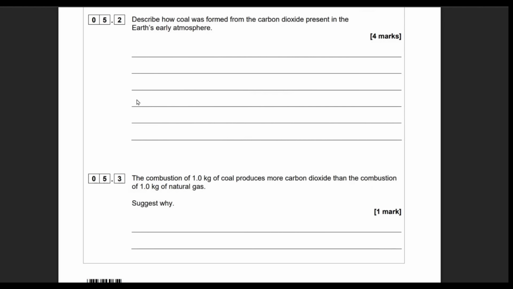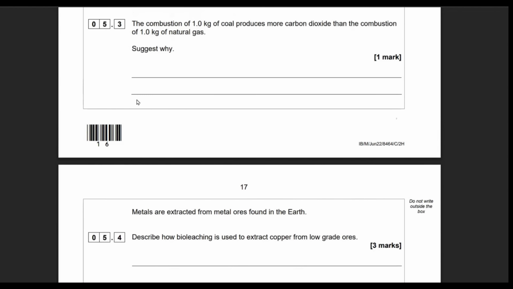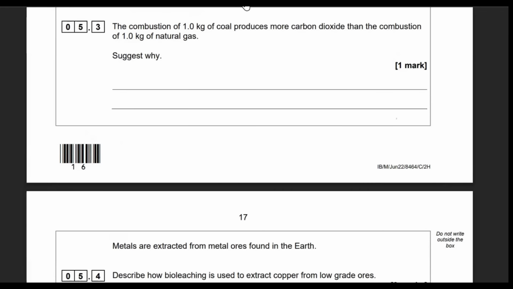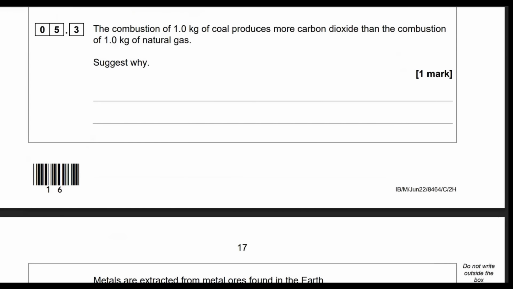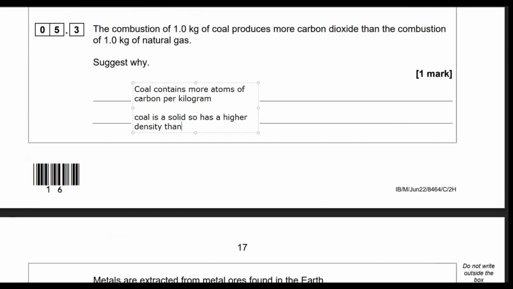All right, let's go. The combustion of 1 kilogram of coal produces more carbon dioxide than the combustion of 1 kilogram of natural gas. Suggest why. So really, it's just a suggestion. Coal contains more carbon. So coal contains more atoms of carbon per kilogram. But we could also say coal is a solid, so has a higher density than a gas.